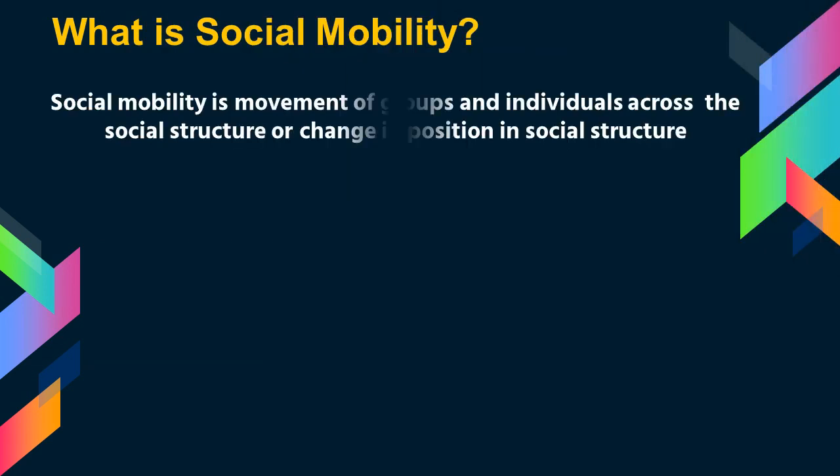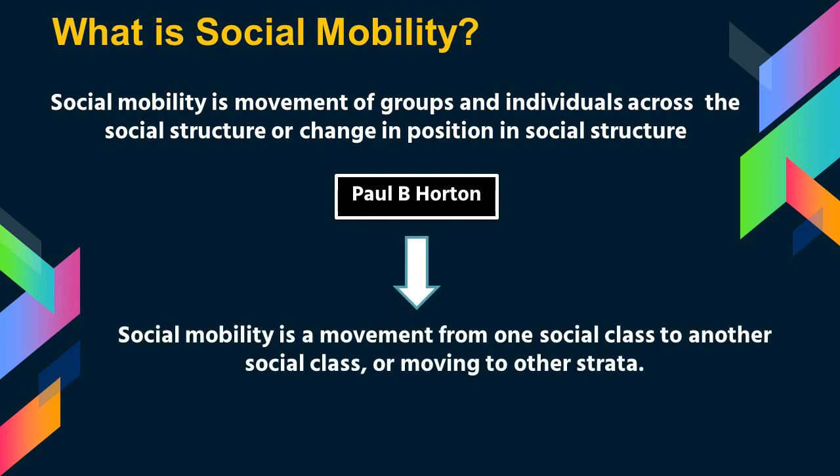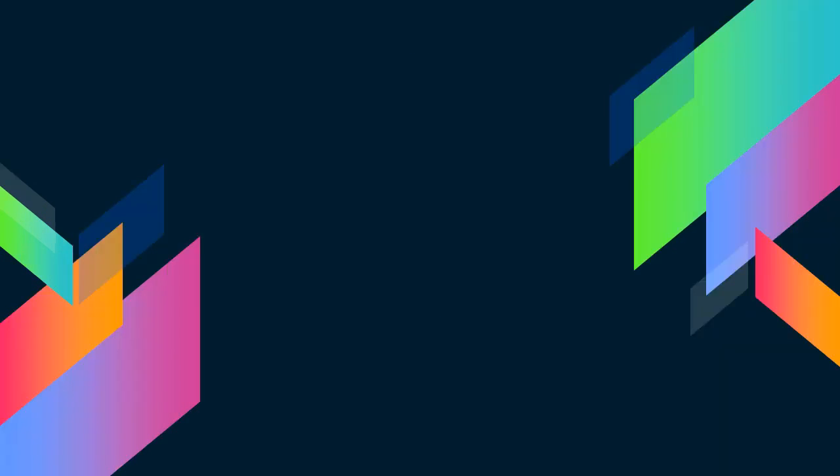What is social mobility? Social mobility is the movement of groups and individuals across the social structure, or a change in position in the social structure. According to Paul B. Horton, social mobility is a movement from one social class to another social class.